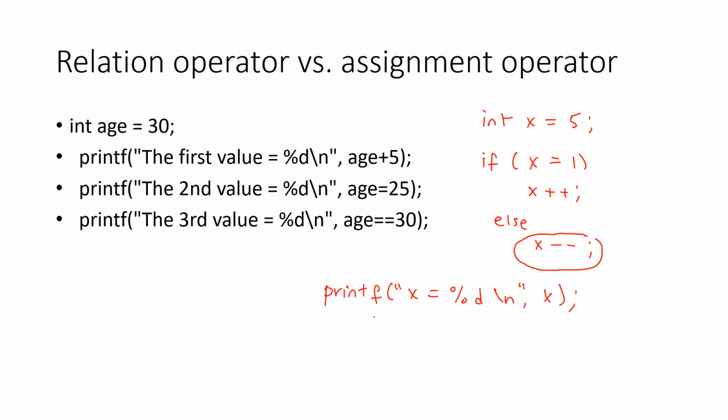Okay, let's see. Jawapannya adalah 6. Kenapa 6? Okay, saya nak tanya. X equals to 1. Is this true or false? False. Kenapa false? Sebab 5 tak sama dengan 1. Ya, 5 tak sama dengan 1, tapi operator ni, adakah dia menjadikan dia true or false, 0 or 1?